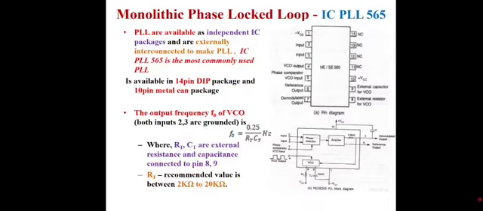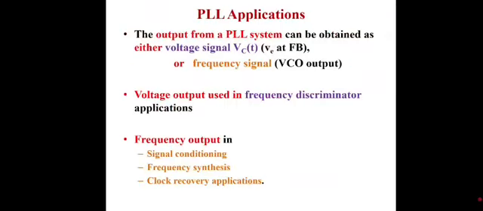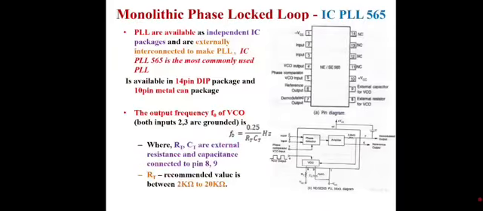Moving on to the output, let's look at the output of the PLL system. The output can be taken as a voltage signal or a frequency signal. The voltage output is mainly used for frequency discriminator applications, while the frequency output is used for signal conditioning, frequency synthesis and clock recovery.